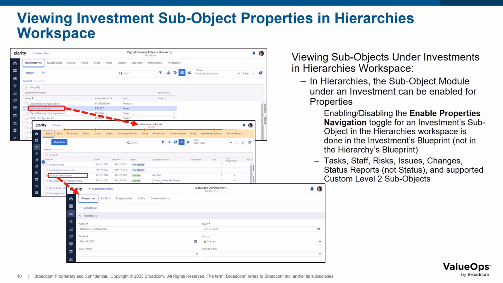We had already enabled the subobject properties in the e-commerce portal project for tasks, and you can see an example of this within the Hierarchies workspace. If you click on the database development task, you'll be navigated to that task's property screen. In this workspace, you can enable properties for tasks, staff, risks, issues, and changes, status reports, and any supported custom Level 2 subobjects.